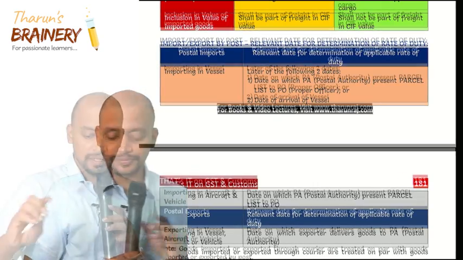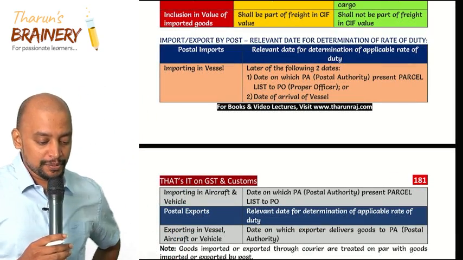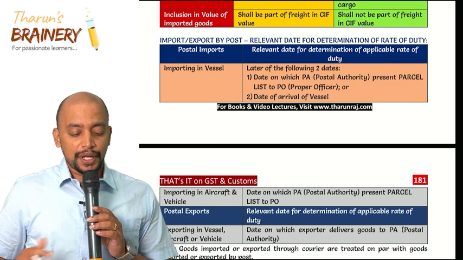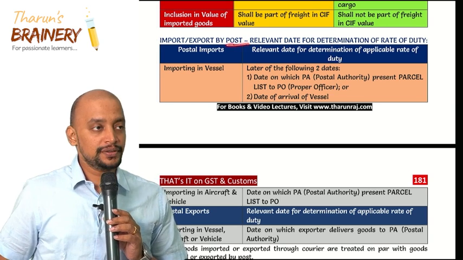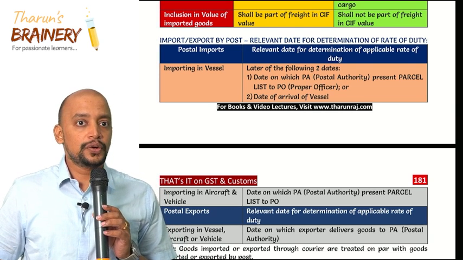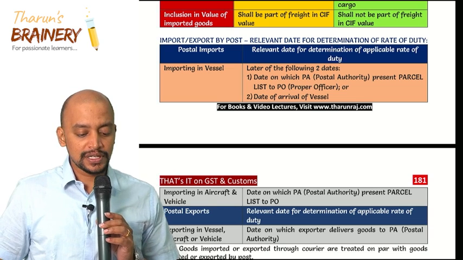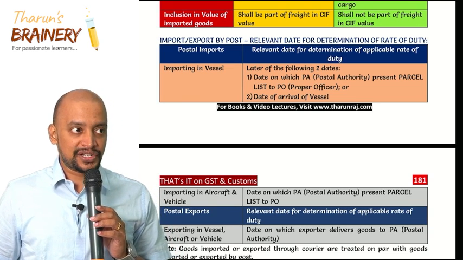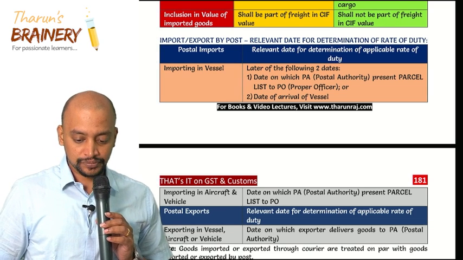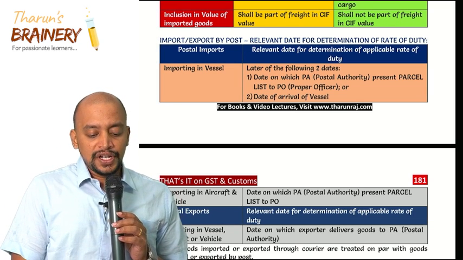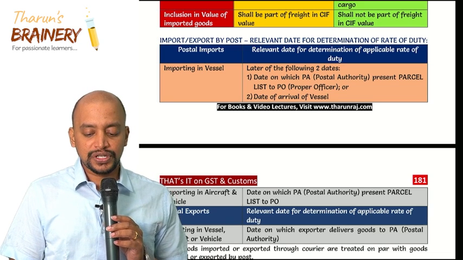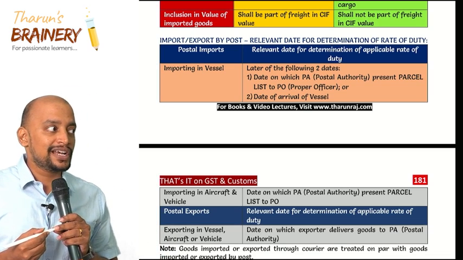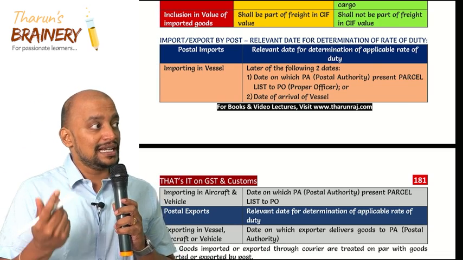Understood up to here? Okay, have a look at page number 180, related to import or export by post. Whenever goods are imported or exported by post, then the relevant date for determination of rate of duty under section 15 or 16 will not apply. In that case, we need to take the date on which the postal authority presented the parcel list to the proper officer or the date of arrival of the vessel, whichever is later.